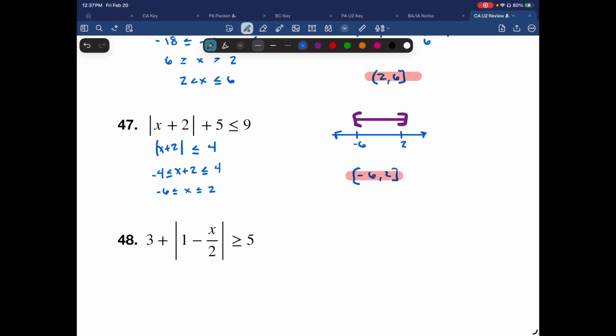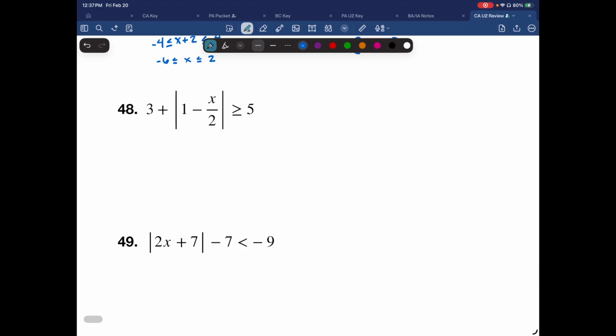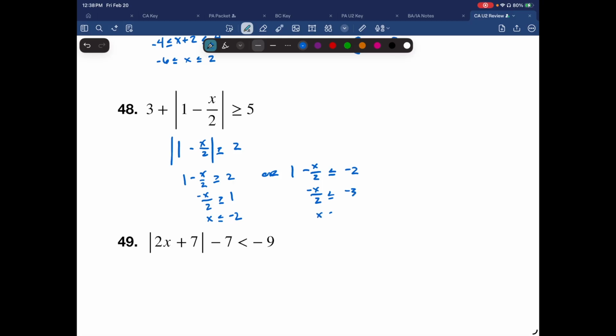Now 48, I need to get the absolute value by itself, so that's going to be the absolute value of 1 minus x over 2 greater than or equal to 5 minus 3, which is 2. All right, so since this is greater than, I can't do the compound inequality like I did on 47. So this is going to be 1 minus x over 2 greater than or equal to 2, or 1 minus x over 2 less than or equal to negative 2. All right, subtract the 1, you got negative x over 2 is greater than or equal to 1. Multiply by negative 2, you get x is less than or equal to negative 2. Here, I got negative x over 2, subtract the 1, it's going to be negative 3. Multiply by negative 2, you get x is greater than or equal to positive 6.